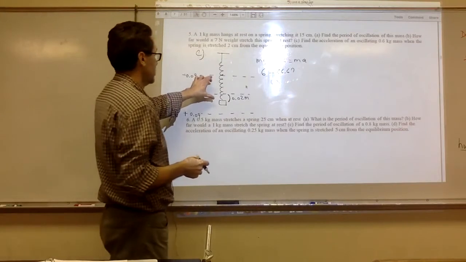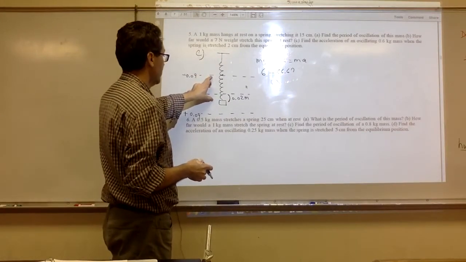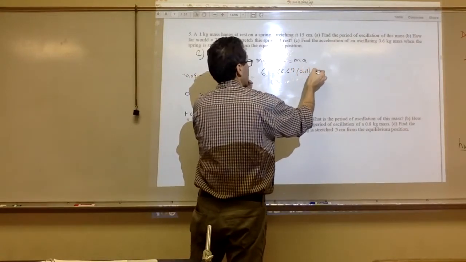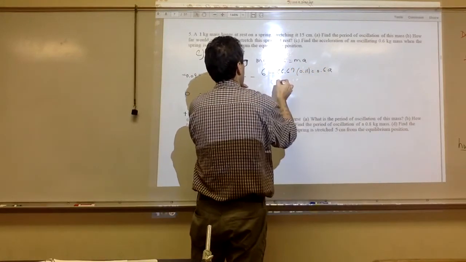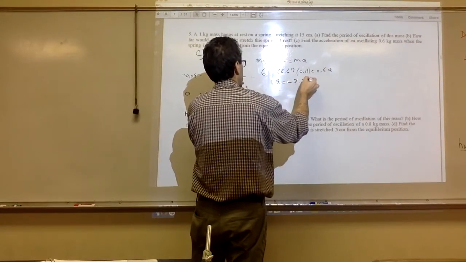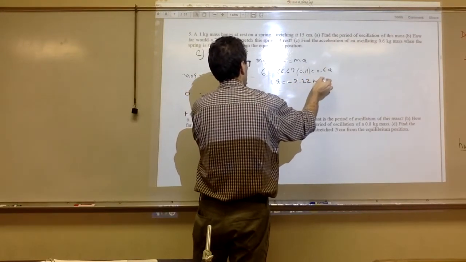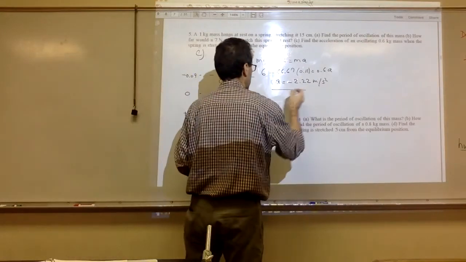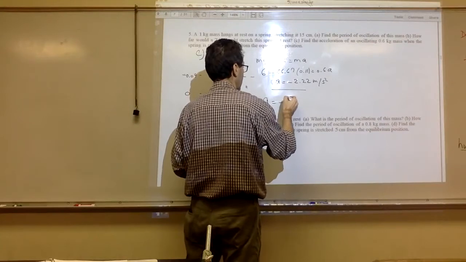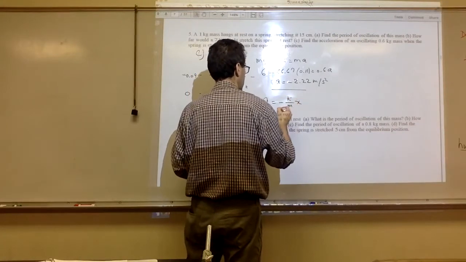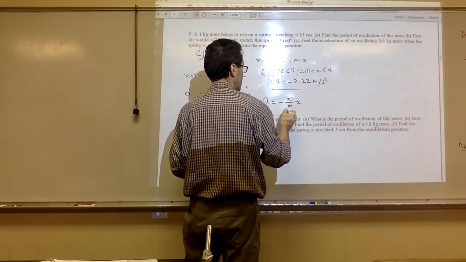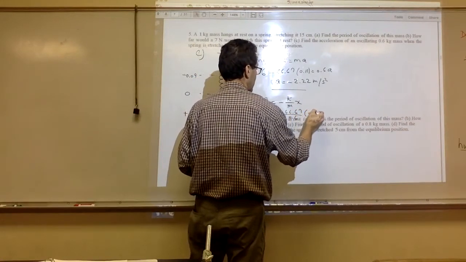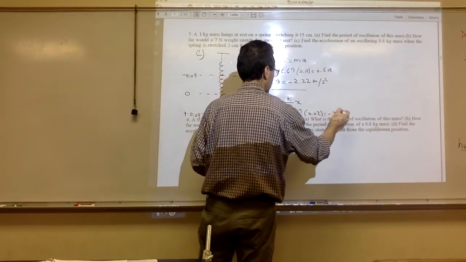The x is all the way from the non-stretch position. So all the way down here, that's going to be 0.11, equals 0.6 times a, and you should get negative 2.22 meters per second squared. And earlier, I did a equals negative k over m times x, negative 66.67 over 0.6 times 0.02, and I got the same answer.